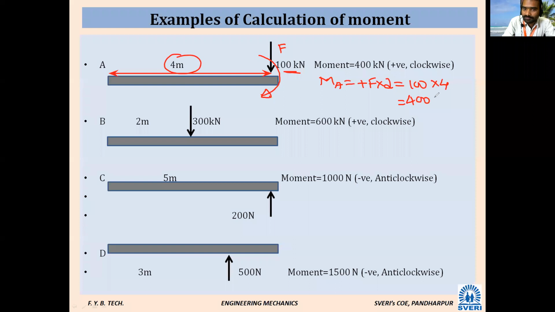400. What is the unit? Kilonewton meter. Whatever unit of force he has given, that unit you have to consider. It is kilonewton meter. So you have to write it positive, and it is moving in this direction.